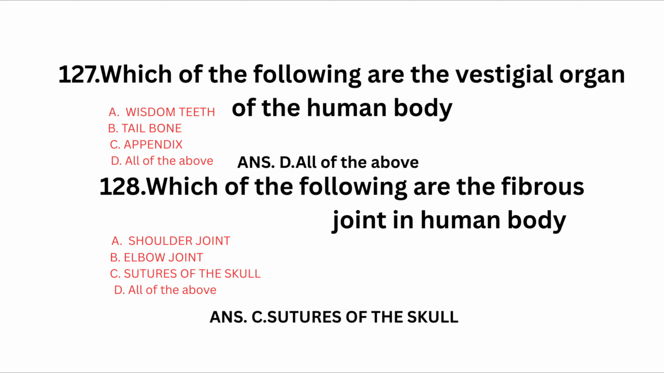127, which of the following are the vestigial organ of human body? A, wisdom teeth. B, tailbone. C, appendix. D, all of the above. Answer is D, all of the above.